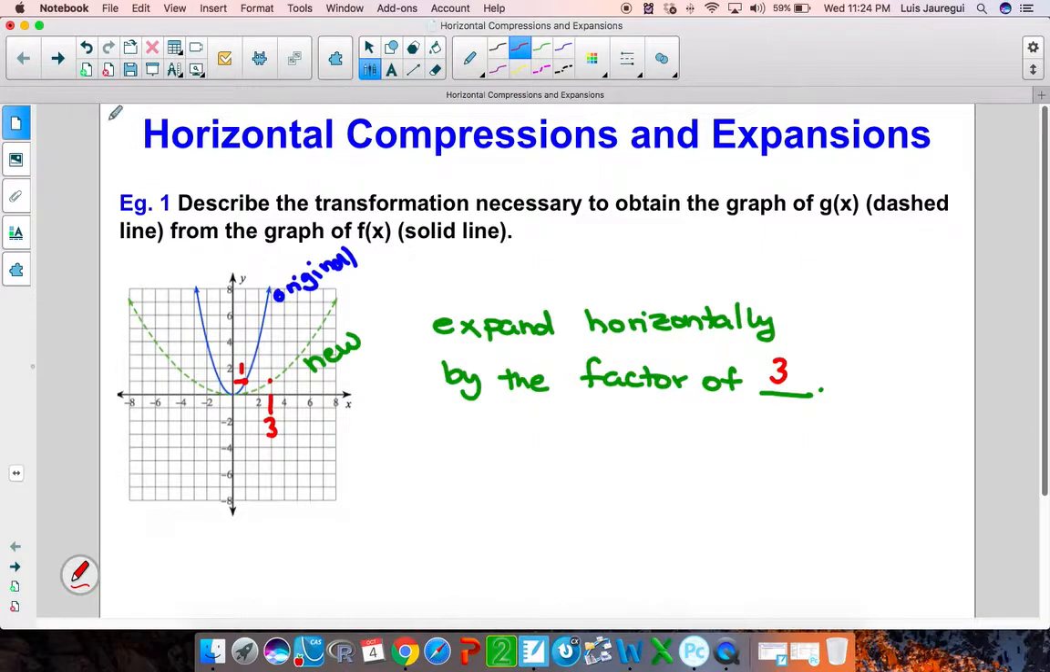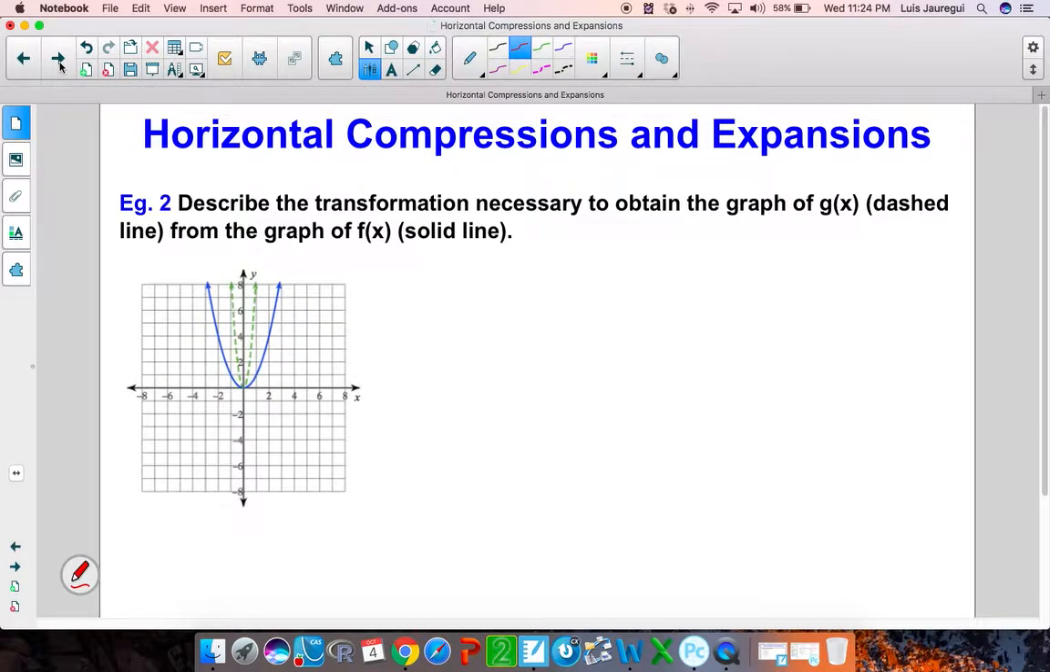Let's see one more example. Example 2. Describe the transformation necessary to obtain the graph of g of x, dashed line, from the graph of f of x, the solid line. Again, in this case, we know the blue parabola is the original. The green parabola, it's your new one. And it seems that in this case, we're pushing towards the y-axis, okay? So we can picture pushing the blue parabola towards the middle here. So we can say that in this case, we happen to have a compression.